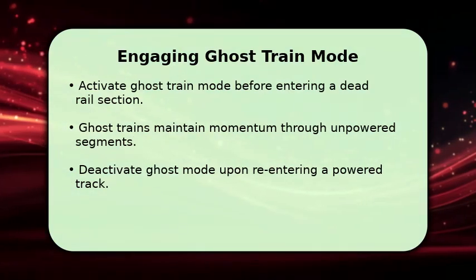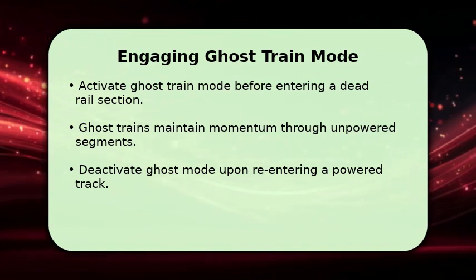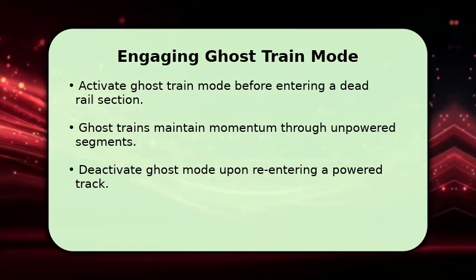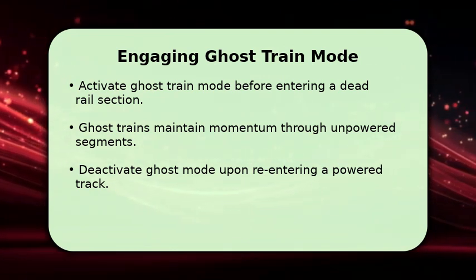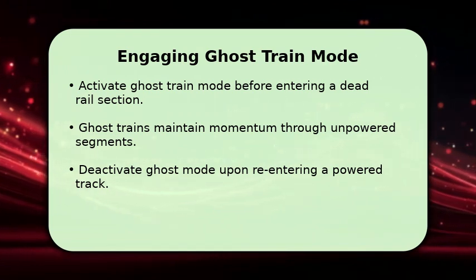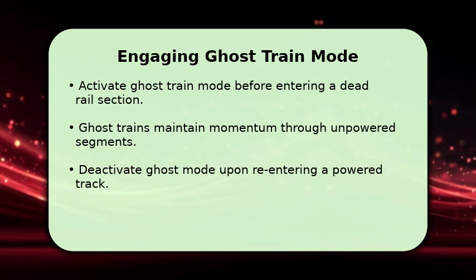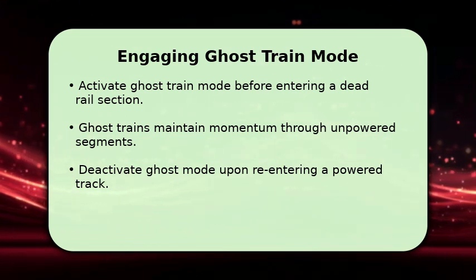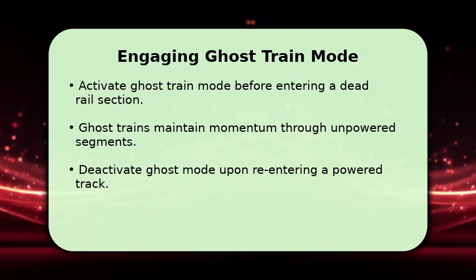To utilize dead rails, you must first engage your train's ghost mode. This special mode allows the train to glide through unpowered sections, maintaining its speed and trajectory. It's vital to activate this mode just before the train enters a dead rail and to deactivate it once it re-engages with a powered track. This precise timing ensures smooth operation and prevents any unexpected stops or glitches in your system.